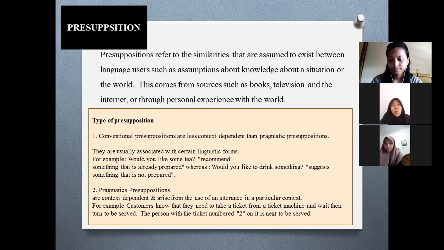For example, would you like something? This recommends something that is already prepared. Whereas, would you like to drink something? That will suggest something that is not prepared. 2. Pragmatic presuppositions are context-dependent and arise from the use of an utterance in a particular context. For example, customers know that they need to take a ticket from a ticket machine and wait their turn to be served. This is the person with ticket number 2, and they are the next to be served.